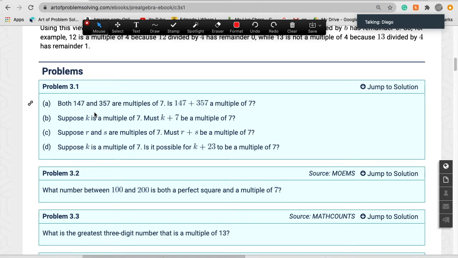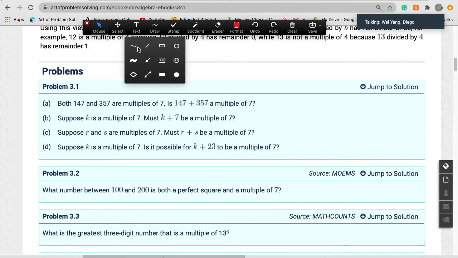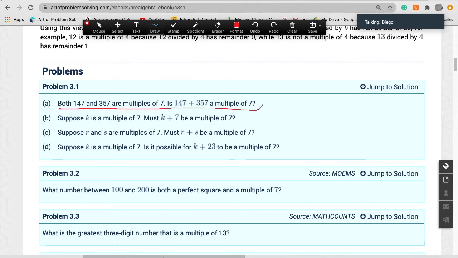Why? If you have two numbers that are multiples of 7, when you combine them, you can understand this. That's true, and you also feel this is true, right?